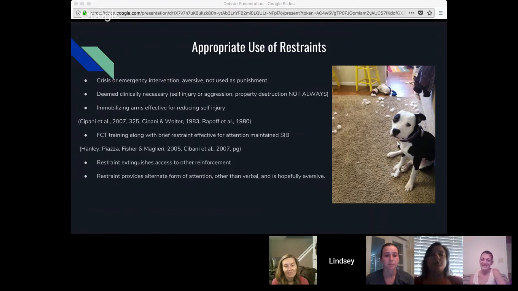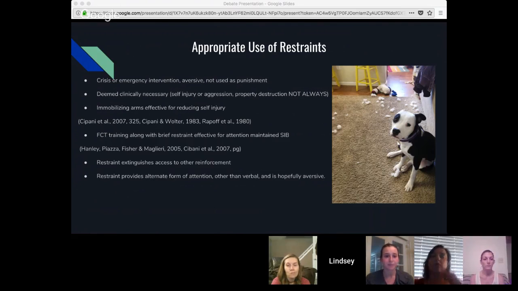FCT training along with a brief restraint can help train that individual to ask for what they need or explain why they're upset in that moment, and not feel like they always have to go into a restraint in order to get that need met. Restraint can extinguish access to other reinforcers such as weapons, if the individual is trying to get a pair of scissors or something else sharp, or, like I said before, property destruction, if they're throwing furniture, it decreases the access to those dangerous items. Lastly, the restraint can provide alternative forms of attention other than verbal, and only when appropriate.